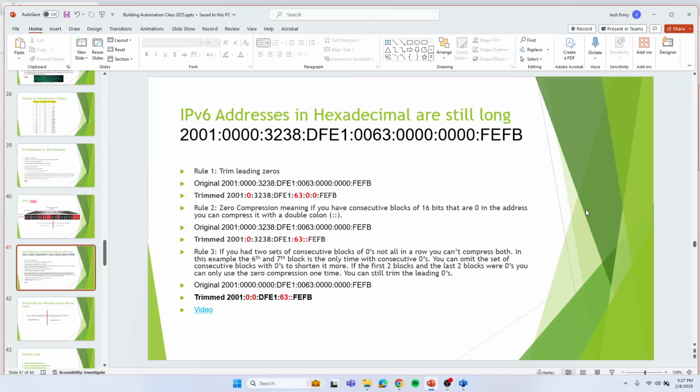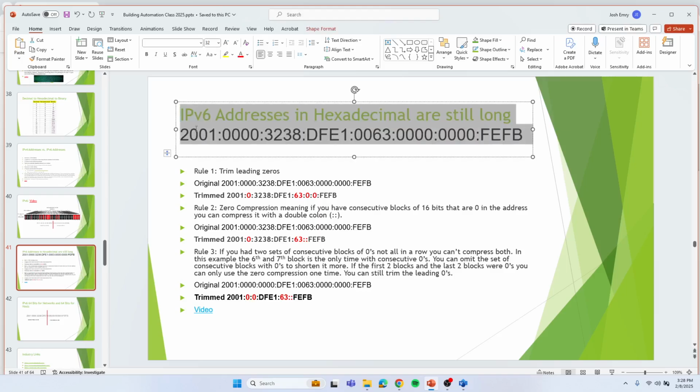Do you know how you can shorten an Internet Protocol version 6 address? Although they're written in hexadecimal, they can still be rather long. So here's what an IPv6 address could look like. There are three rules you can apply to this address to help shorten it.